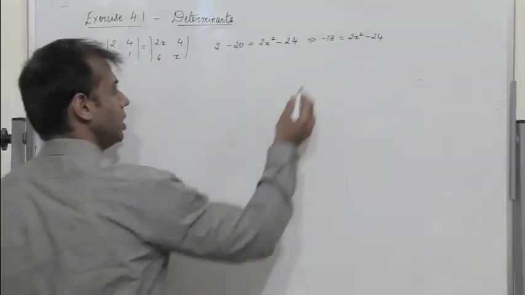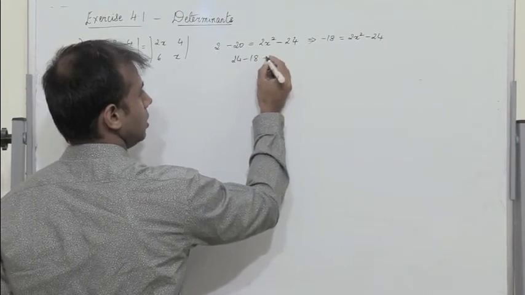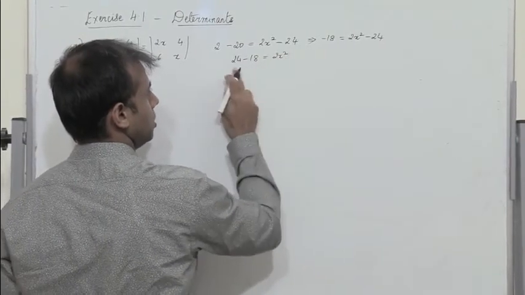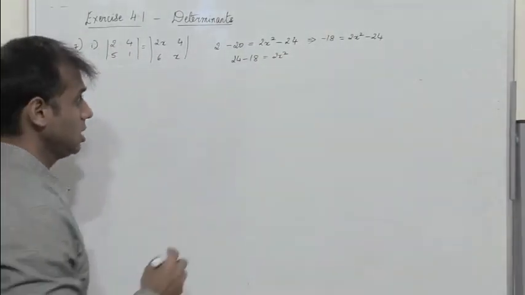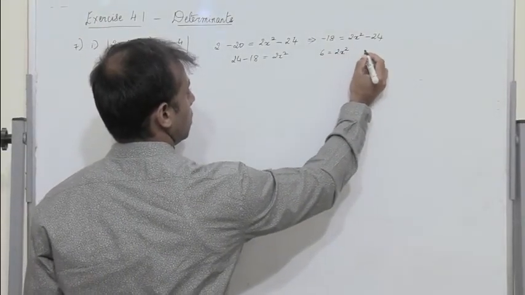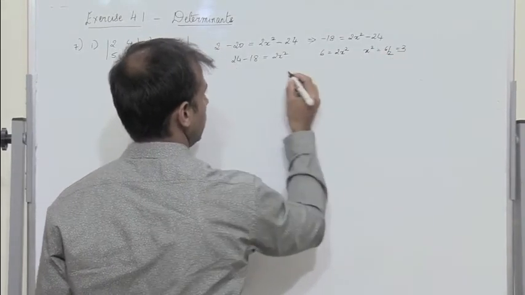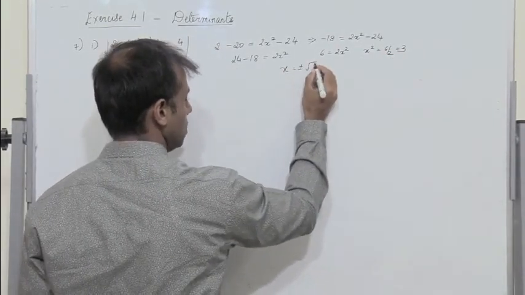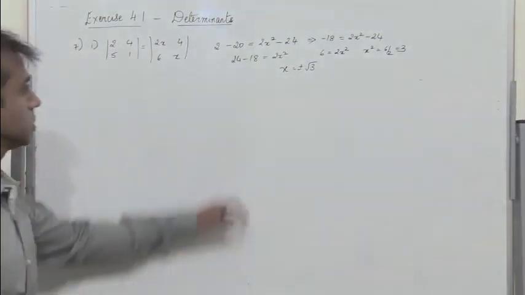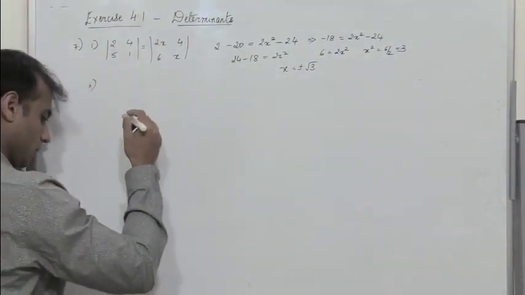Right? So bringing 24 to LHS, so we have 24 minus 18 equals 2x square. So 24 minus 18 is 6. So 6 equals 2x square, or x square equals 6 by 2, which is 3. So x equals plus minus root 3. So that's the answer. The next one is a similar problem.